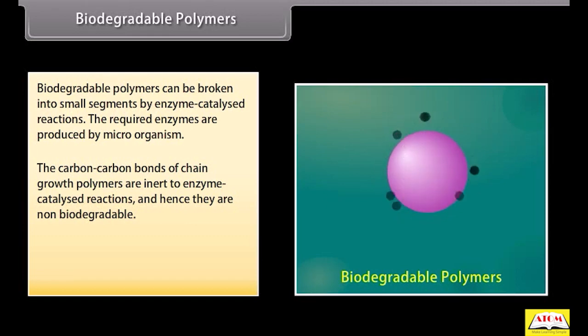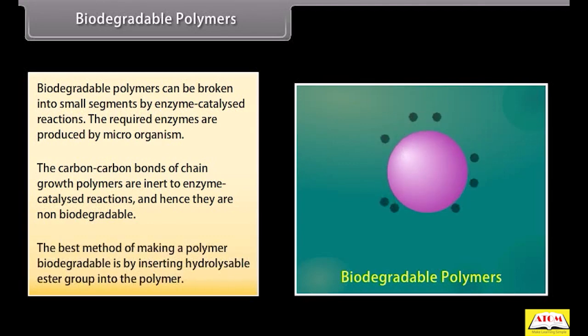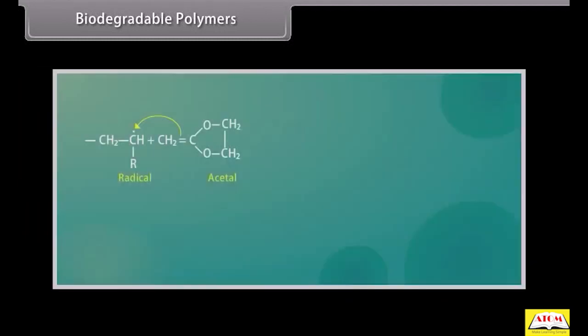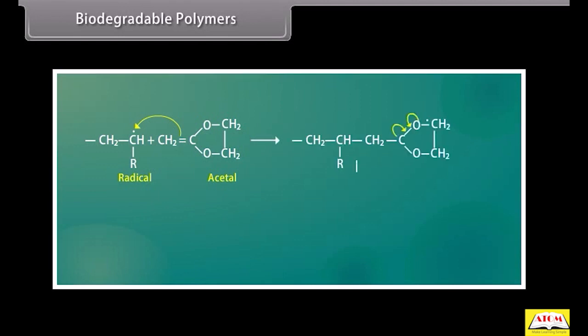To make such polymers biodegradable, we have to insert certain bonds in the chains so that these can be easily broken by the enzymes. The best method of making a polymer biodegradable is by inserting hydrolyzable ester groups in the polymer. For example, if acetal is added to an alkene undergoing radical polymerization, ester groups will be inserted into the polymer. The weak links in the polymer are susceptible to enzyme-catalyzed hydrolysis.